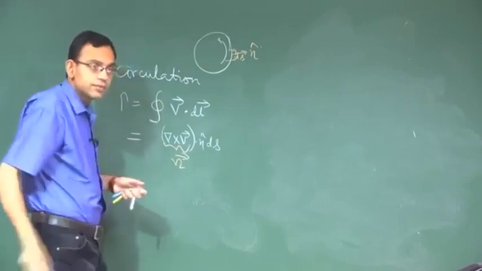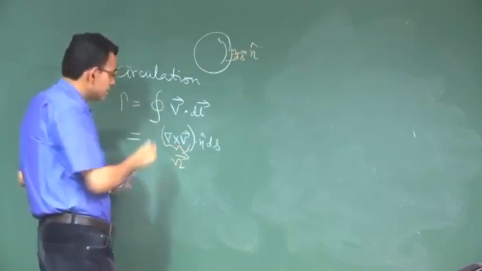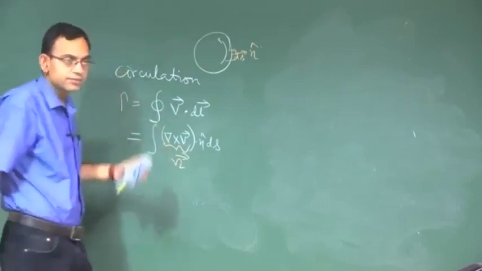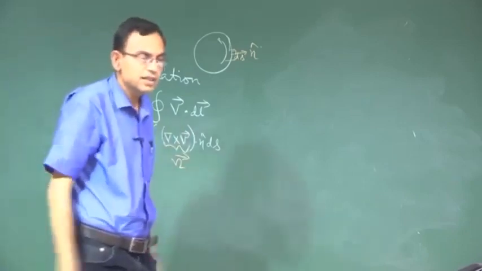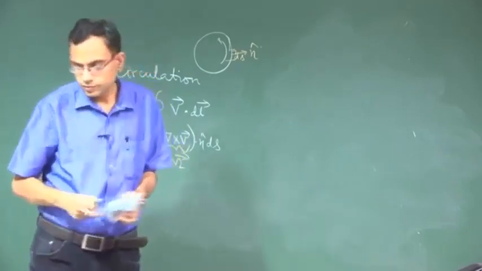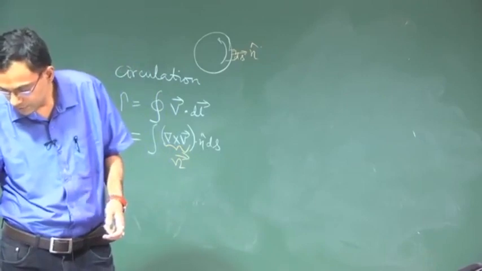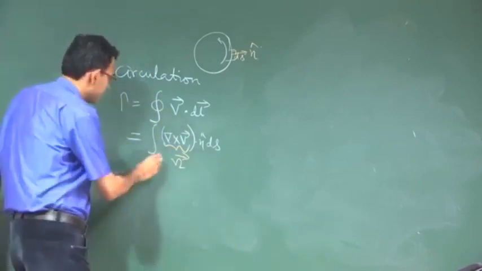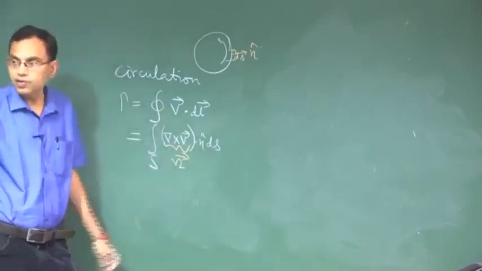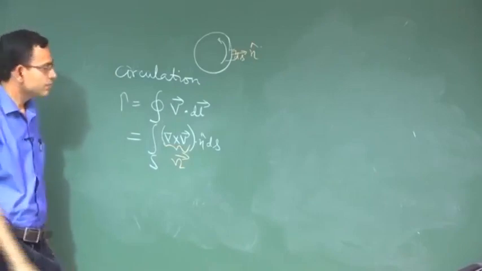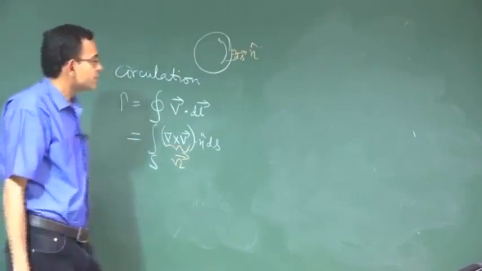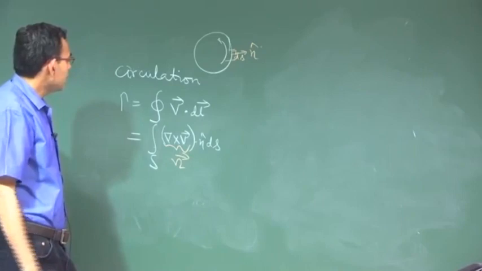Which one? It is not a closed surface. Just an integral, yes, right. Sorry, this is just an integral. So it is better to write this as S, like this, over a surface integral.